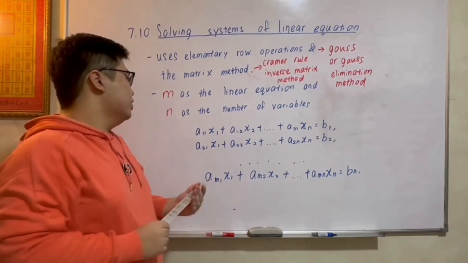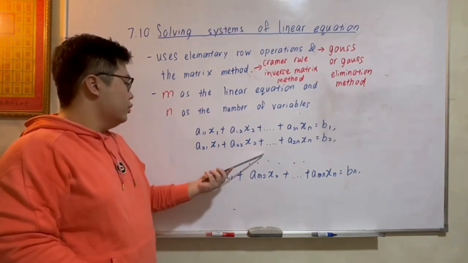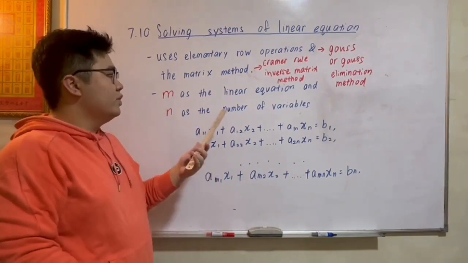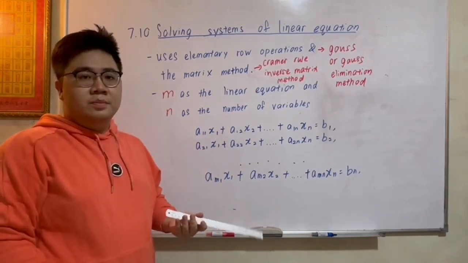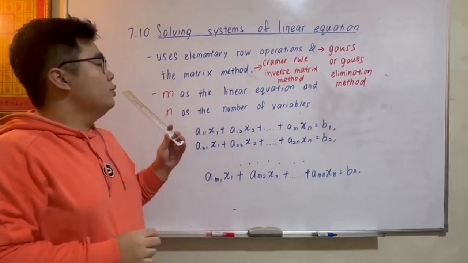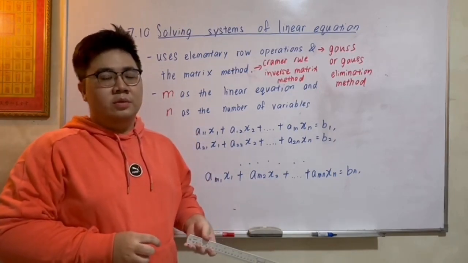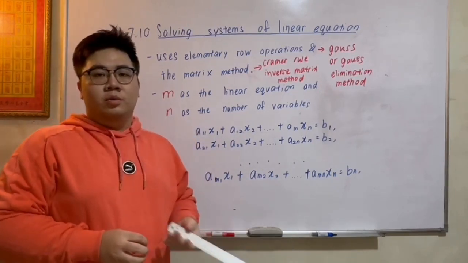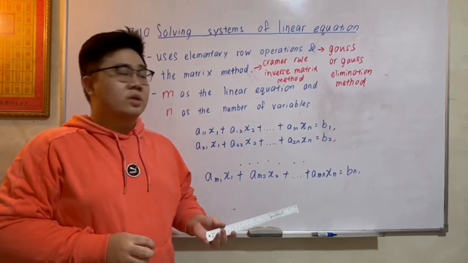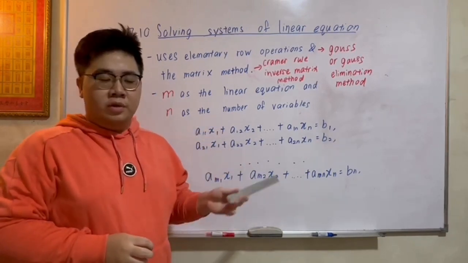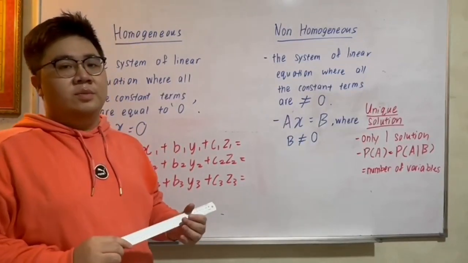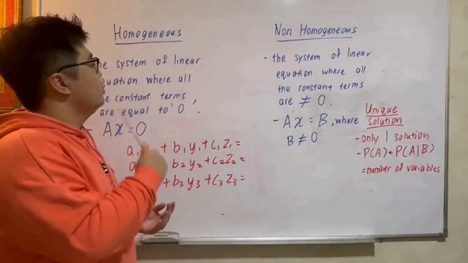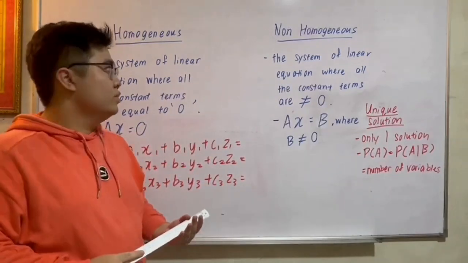The linear equations can be written as the one down below, with m as the number of linear equations and n as the number of variables. There are actually two types of systems which I will be talking about, which are the non-homogeneous and the homogeneous. These are the two types of systems I will be talking about today.